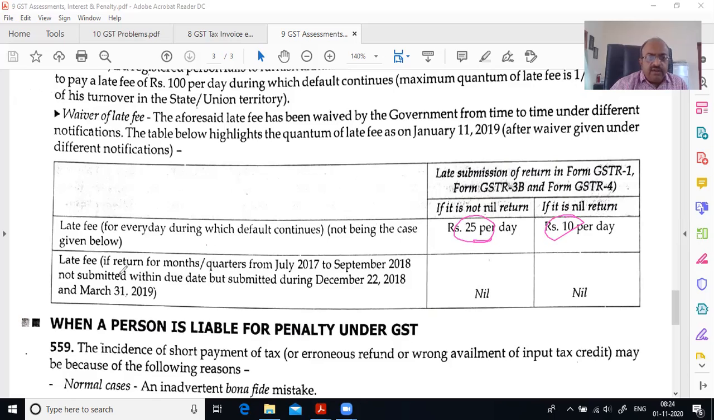But if the return for the months of July to September is not submitted within the due date but is submitted between December 22nd and March 31st, the late fee is nil. So they had waived it completely in between. Now again, on 24th June, they have brought in a reduced rate. That's why all this keeps on changing. So it is difficult to remember this.